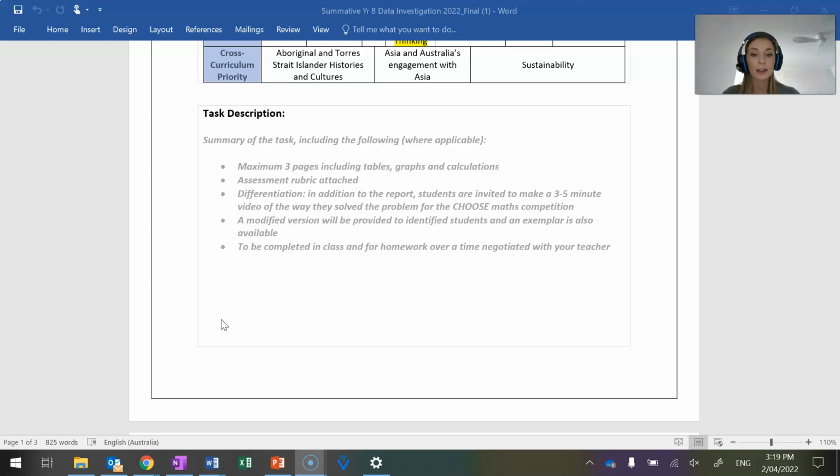In addition to your report, you're invited to make a 3 to 5 minute video of the way that you solve the answer to this problem for the Choose Mathematics competition. So feel free to do that along with your overall report.